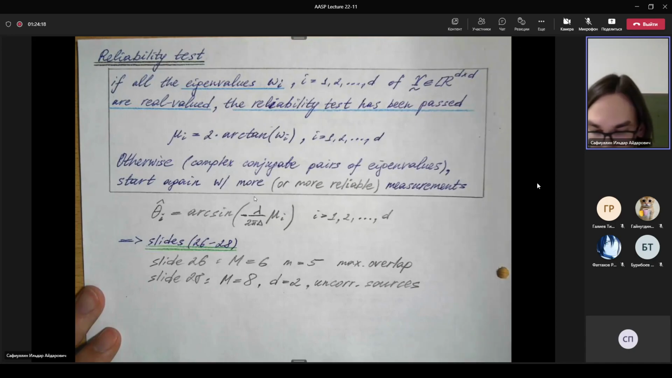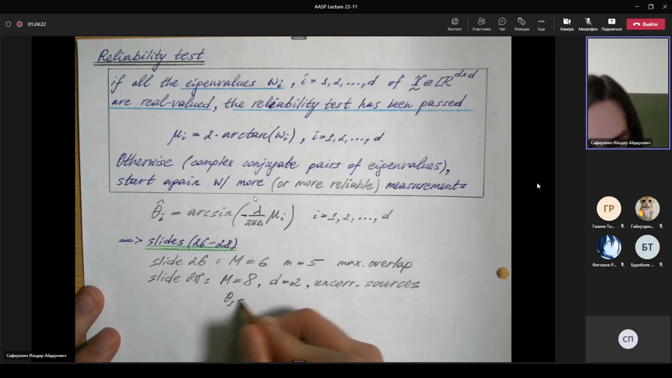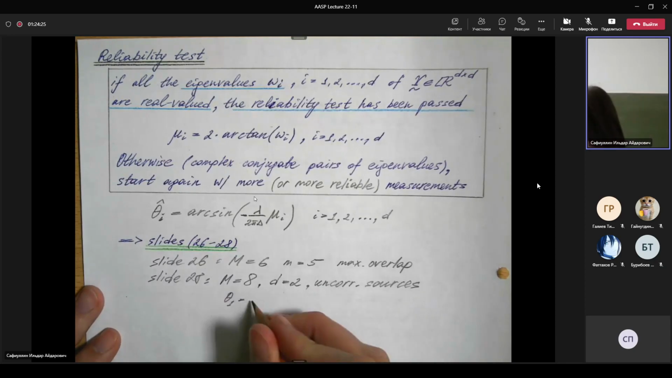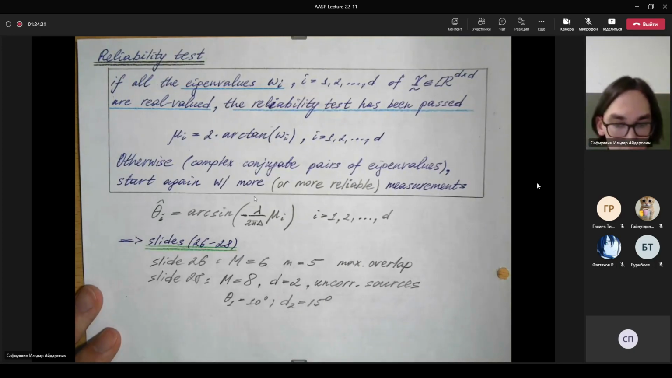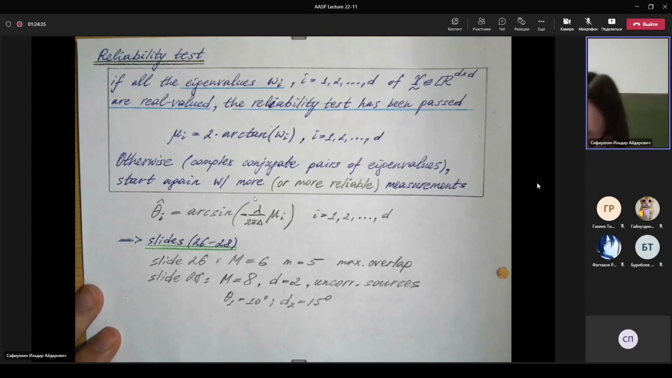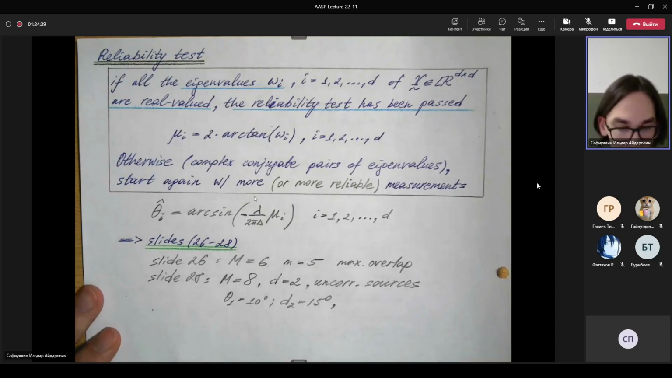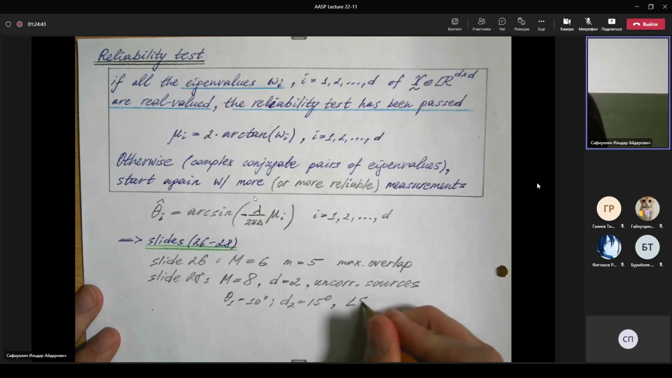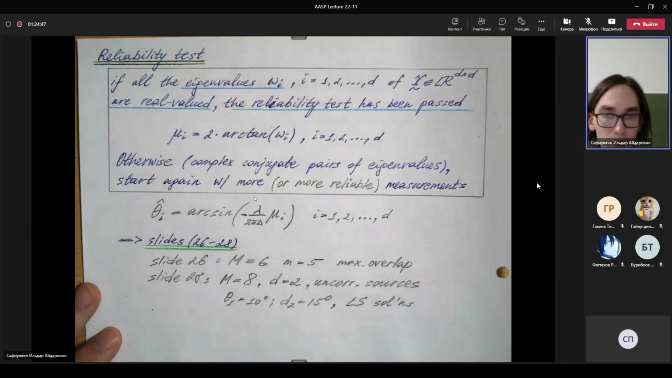And the directions of arrival. So the first direction of arrival is equal to 10, and the second one is equal to 15. And here we compare algorithms which use least squares solution.